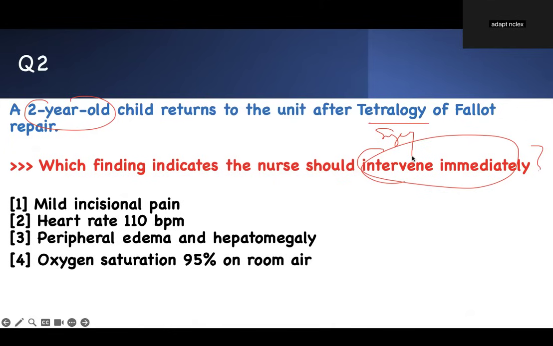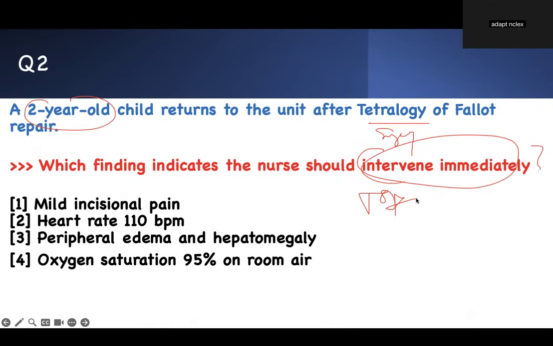Ask yourself, think about it. We already know tetralogy of Fallot is a cyanotic heart defect. That means the kids are blue. They have TET spells, so the kid is already blue. He just had surgery. We're trying to repair what? The tetralogy of Fallot. There are 4 components, and we're trying to repair it. What do you think?